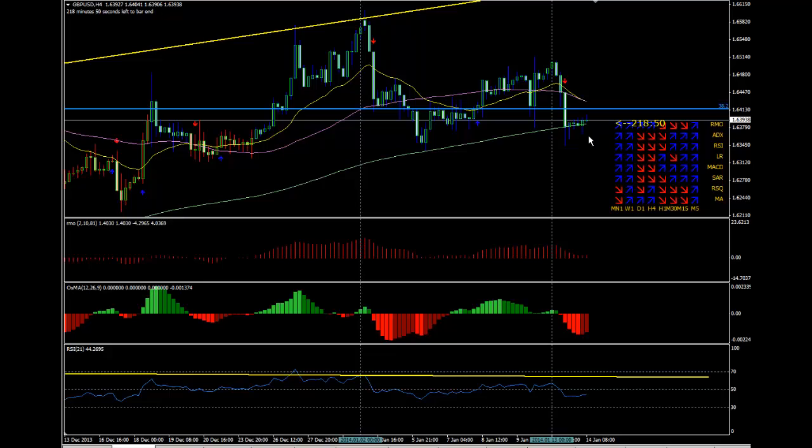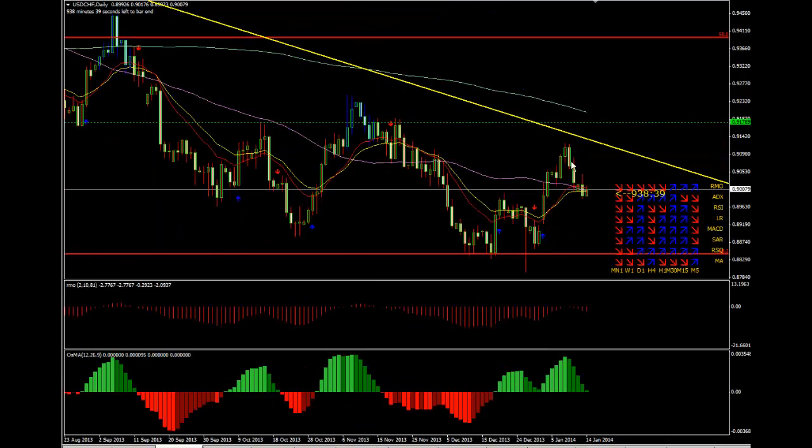We might see that news either dragging price lower to give us that confirmation, the continuation, the break lower, the pullback, and the continuation lower, or we get some good figures out for sterling on the CPI, and that pushes price back up again, and we'll go back into the consolidated range.